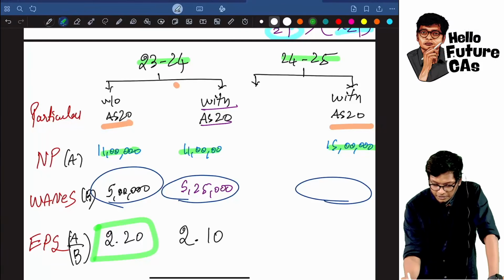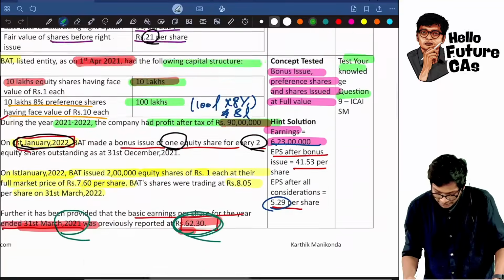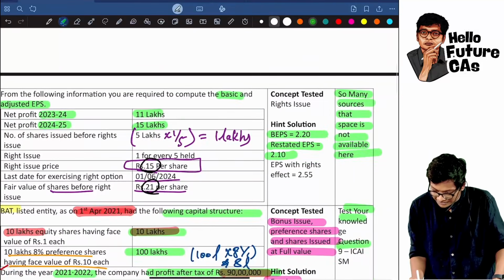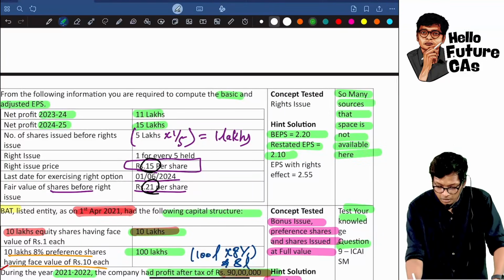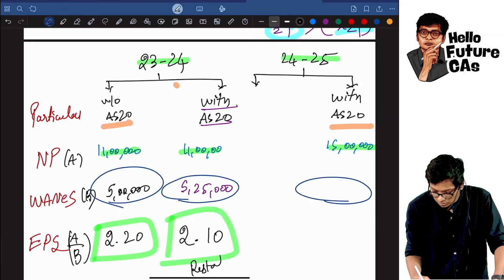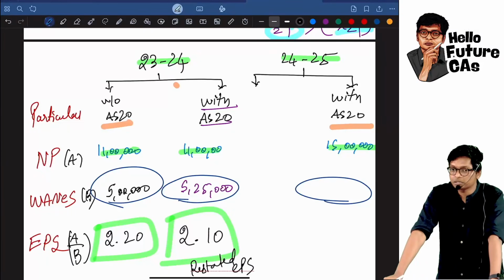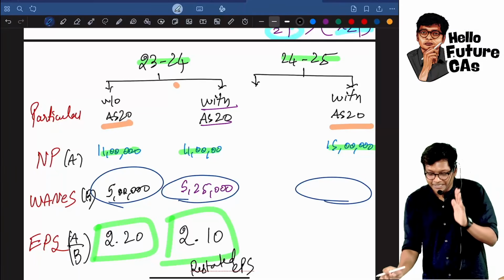2.10. Are you following, guys? Let me check the answer. Yeah, restated EPS is 2.10. So remember, guys, this is called restated EPS. Are you all with me, guys? Understanding? So simple, exam oriented.